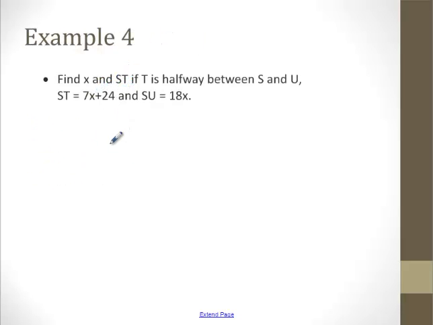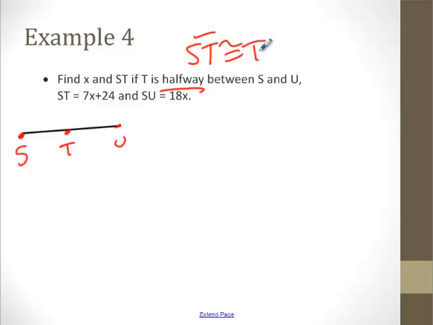Find x and ST if T is halfway between. So I've got the word halfway right now. Okay, so draw this out again. S and U, and T is halfway in between. So what that means is that ST is the same as TU. Because it says halfway in between, line segment ST is congruent to line segment TU.